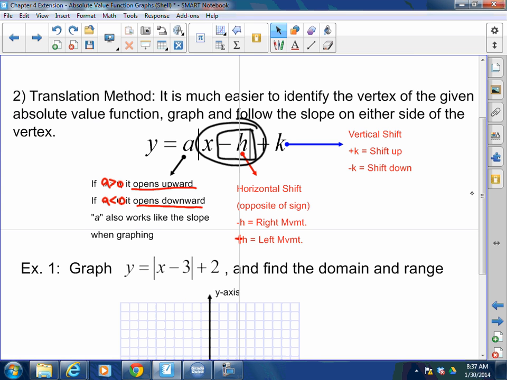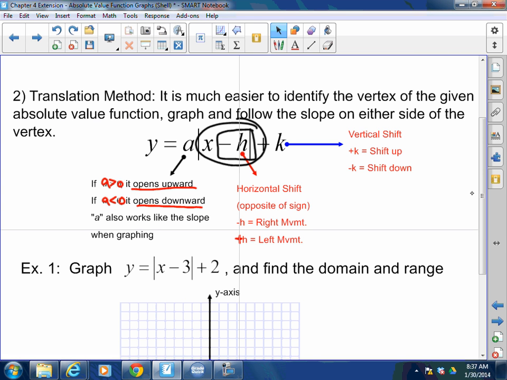The H is a left or rightward movement. It's a horizontal shift. It's opposite of what's given. So if I have X plus a number, that H is really negative, so I go to the left. If I have X minus a number, that H is really positive, so I move to the right.